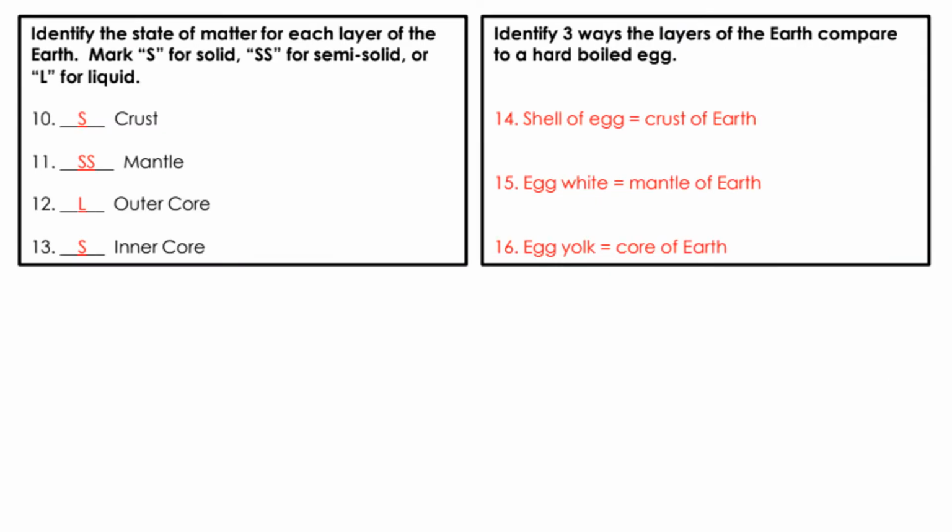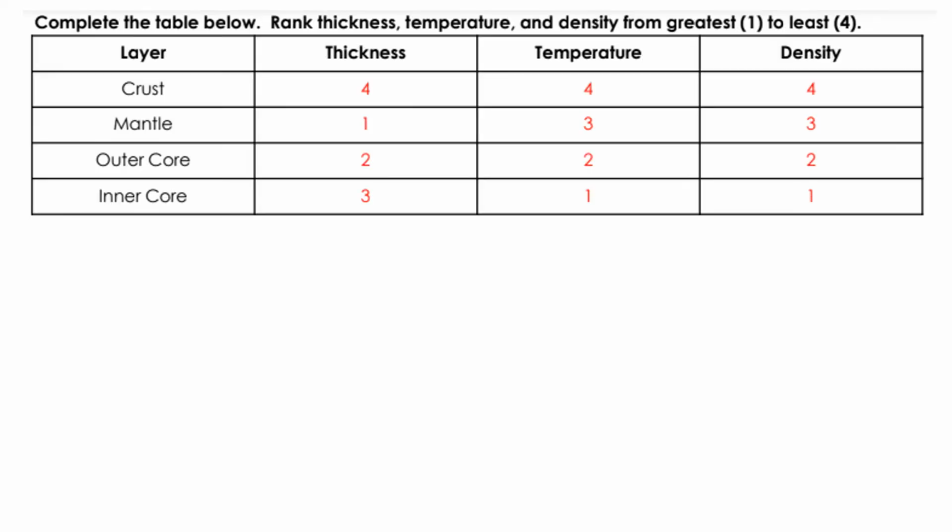Next one, we've got S for solid, S for semi-solid, meaning kind of liquidy, or totally liquid, is L, and then it compares it to an egg, right? The shell of the egg would be the crust, and then underneath that, the thickest layer is the egg white, that's the mantle, and then the egg yolk is the core, which is split up into the inner and the outer core. This was a little bit confusing, but the next page actually explains a little bit better, I think.